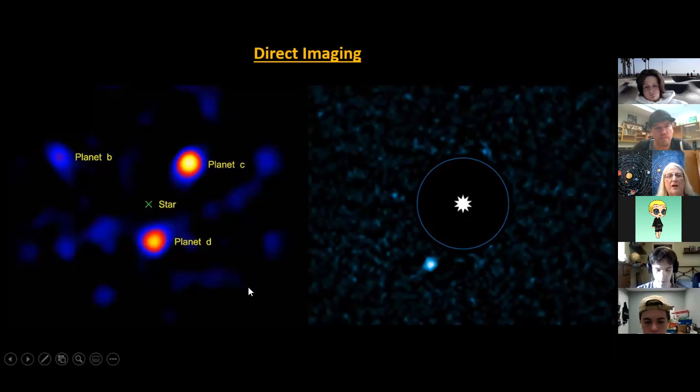So these are actual images of planets. We have a little star here. The system has 3 planets that we can see easily. Another system done by a different telescope, but using the same sort of thing, shows a nice planet here.